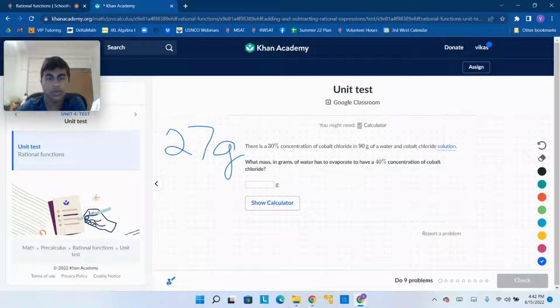I want to know how much water has to evaporate to have a 40% concentration of cobalt chloride. So I'm going to pull out my calculator, and we see that this 27 grams has to be 40%, so we do 27 divided by 0.4, and that gives us 67.5 grams, meaning that 67.5 grams has to be the total left afterwards, with 40% of it being cobalt chloride. So that means 90 minus 67.5, or 22.5 grams, have to evaporate to leave the correct concentration. Let's move on.